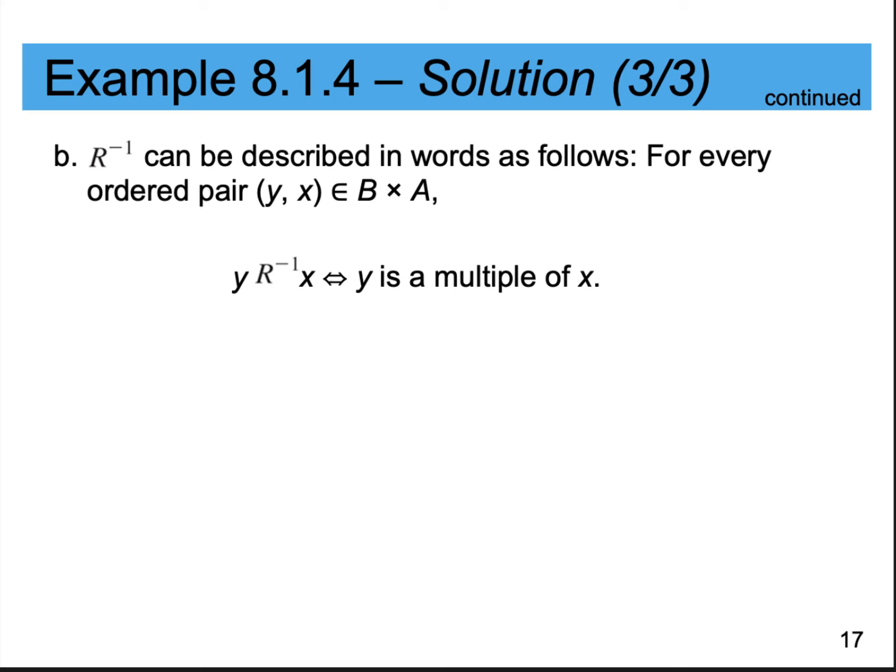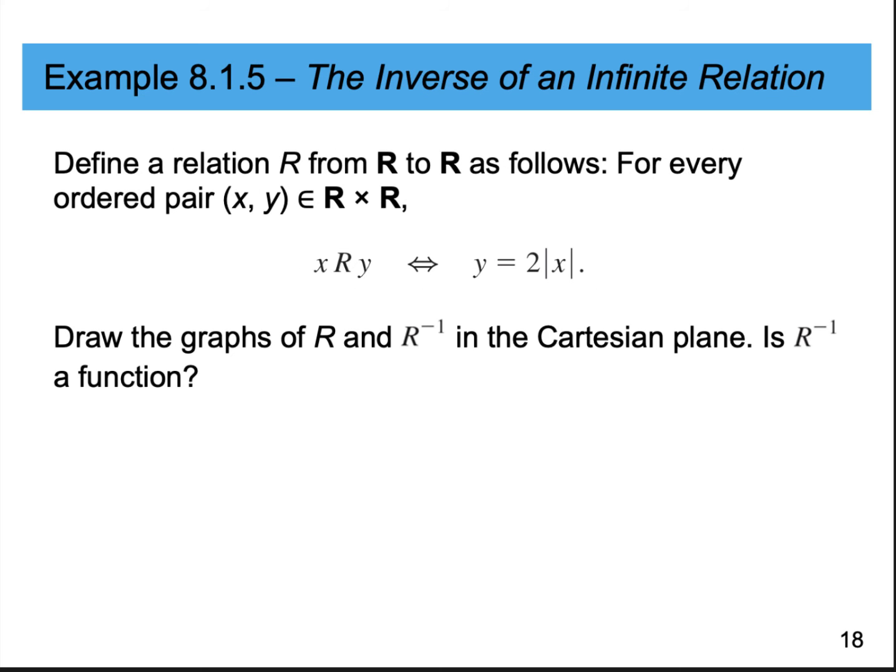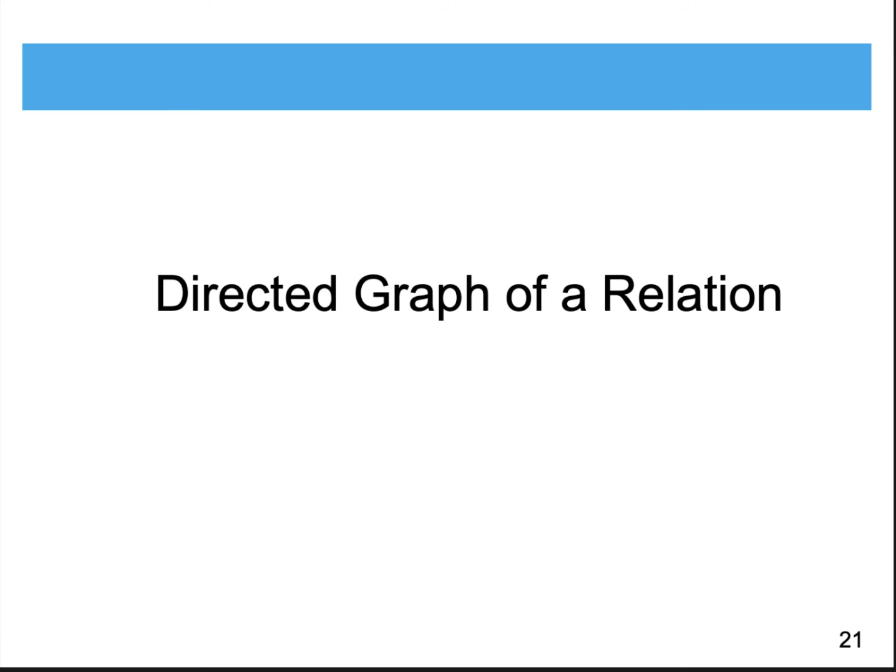So, the inverse of relation R can be described in words as follows. For every ordered pair y and x, because it's inverted, in B Cartesian product A, the inverse of relation R is from y to x if y is a multiple of x. So we're basically inverting everything, right? Another example that is not important for us.